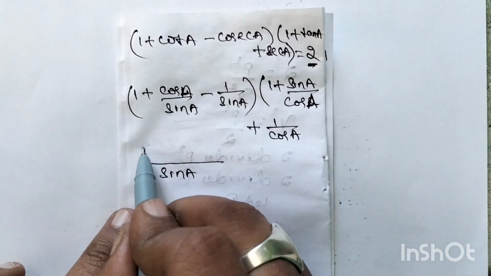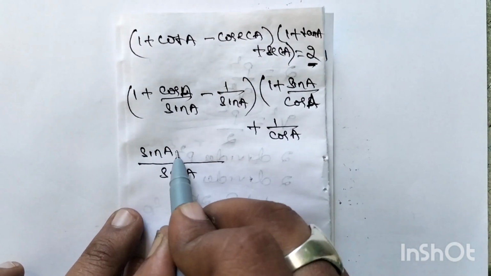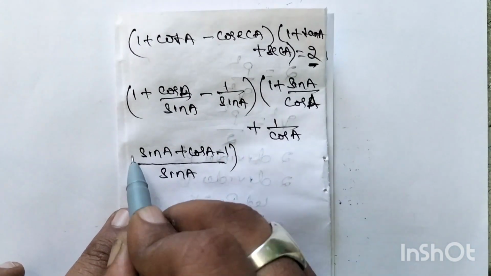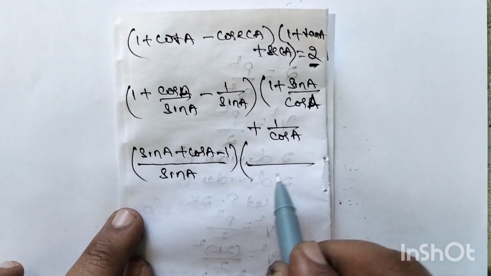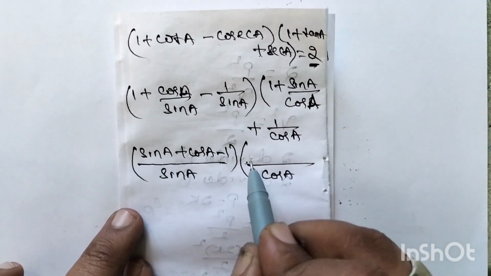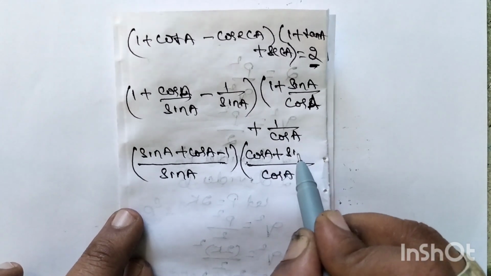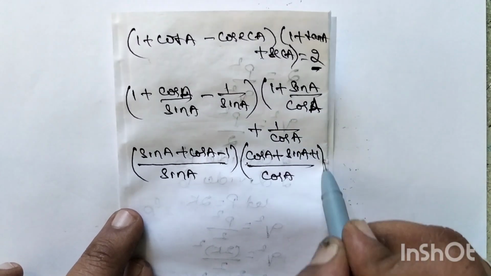Sin A plus cos A minus 1, into, now here you take cos A as the LCM, remaining is cos A plus sin A plus 1.